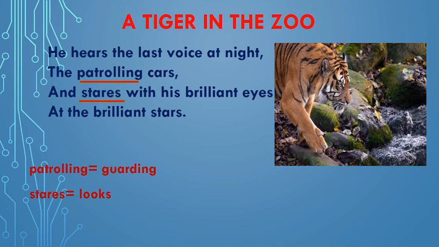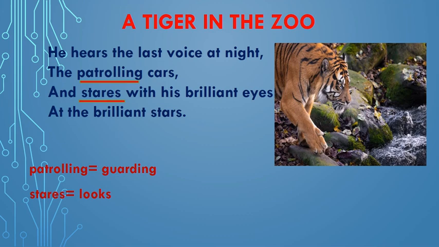At night, the patrolling cars. Patrolling means guarding. The guarding cars make some sounds and horns. So it simply hears, oh, this is a guarding car. The tiger hears the last voice at night, the patrolling cars, and stares with his brilliant eyes.